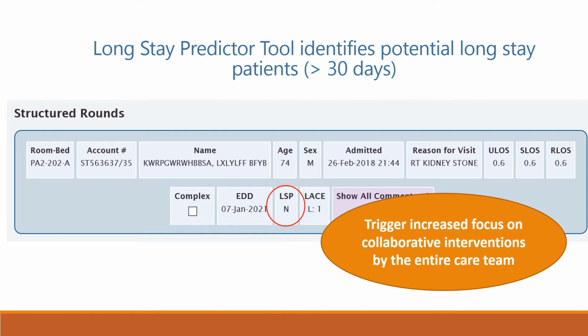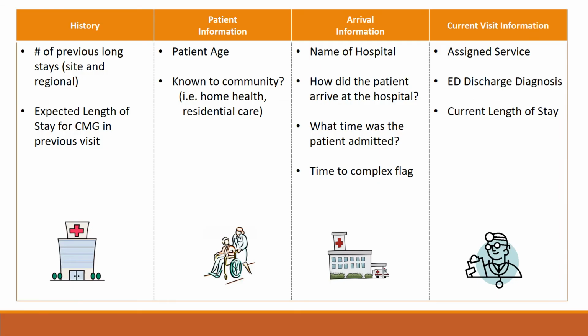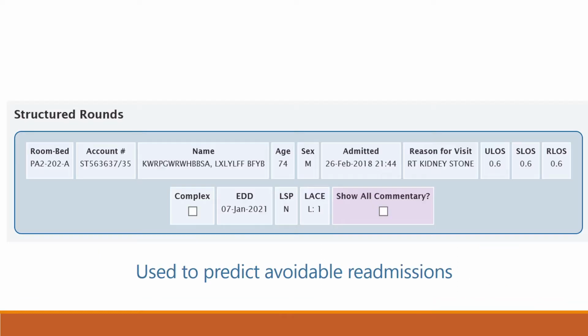to support ongoing decision-making. This indicator is automatically generated using an artificial intelligence algorithm based on information available in Meditech at the time of admission. The LSP tool has been validated with improved accuracy of 82%. This means it can identify 82% of long-stay patients accurately compared to 44% clinician accuracy.